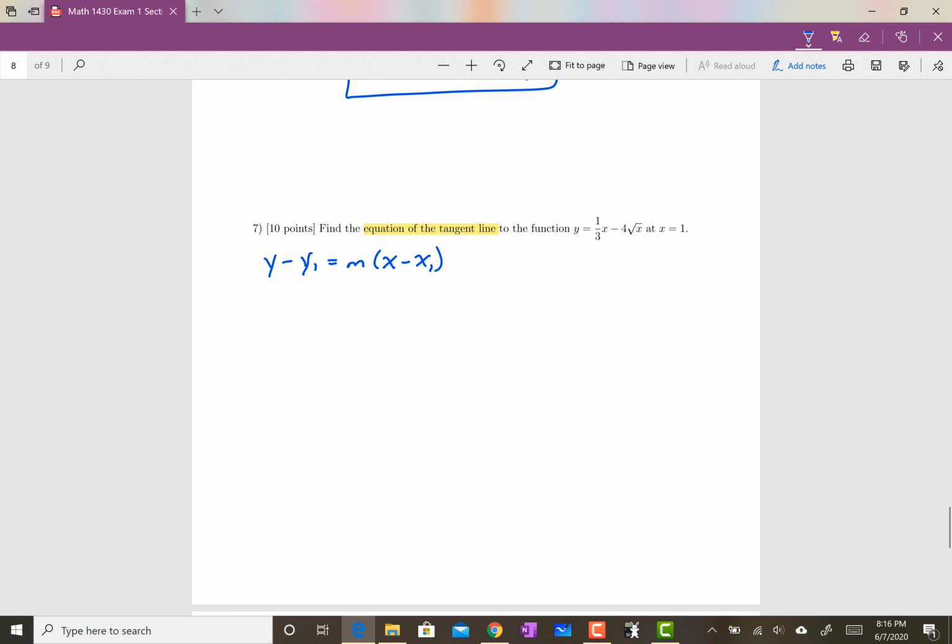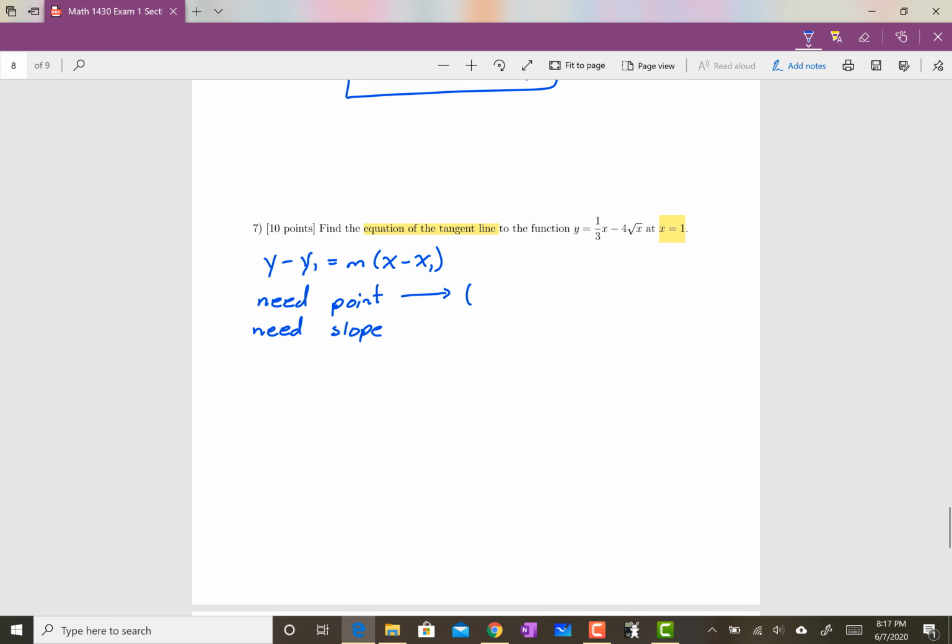So what we really need to find this line, or find any line for that matter, is a point and a slope. Now the point we can get rather quickly using our information that x is equal to 1.